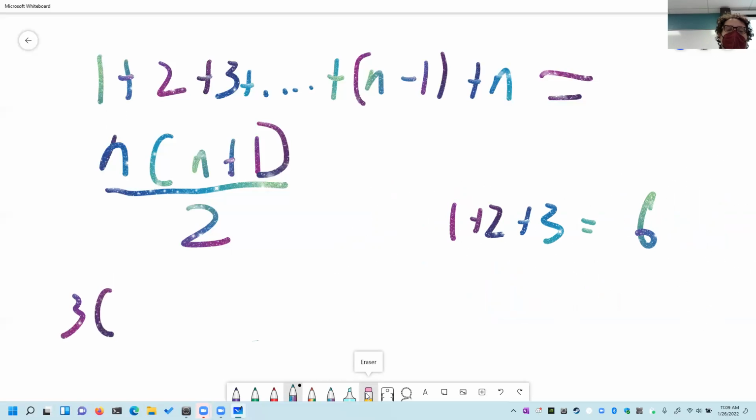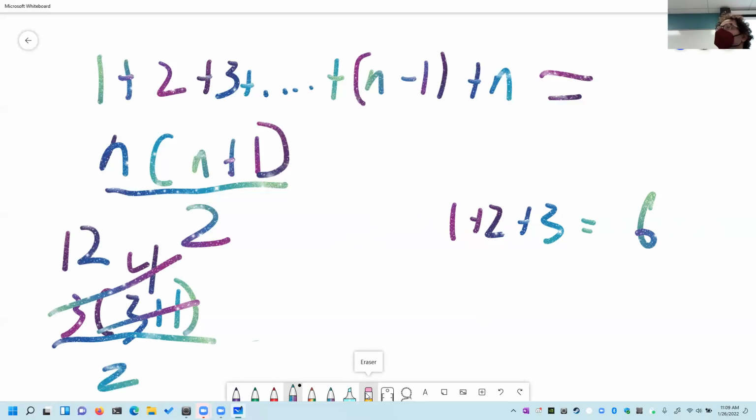3 times 3 plus 1, which is of course 4, right, is equal to 12 over 2, which is also equal to 6. All I did was plug and chug with 3. I simply plugged it into the equation. So we can see just with the trivial example that this works.